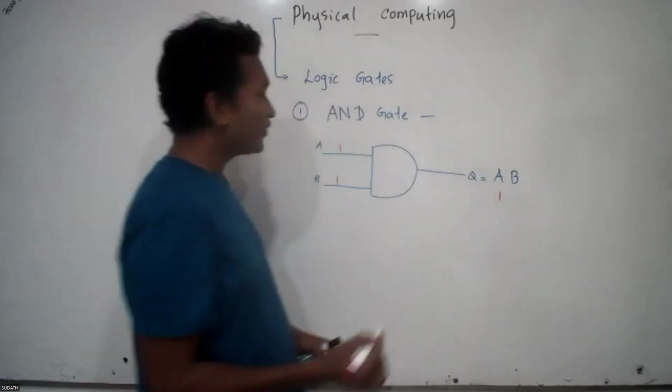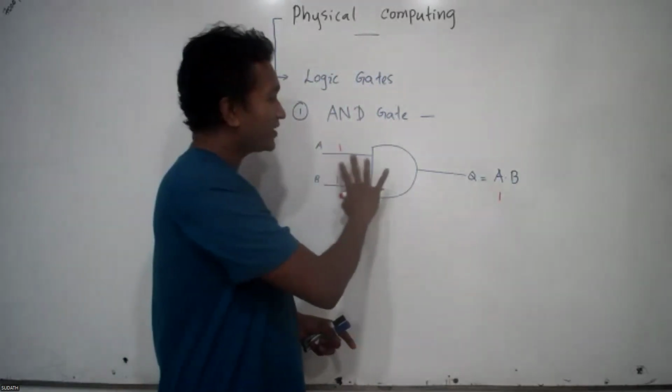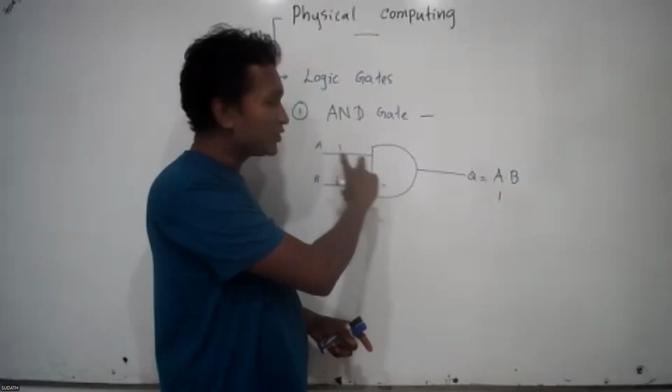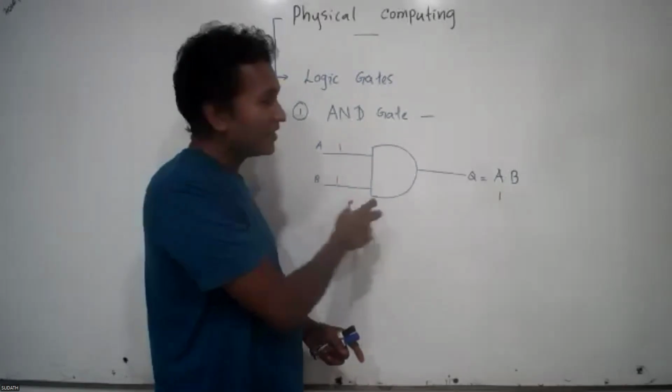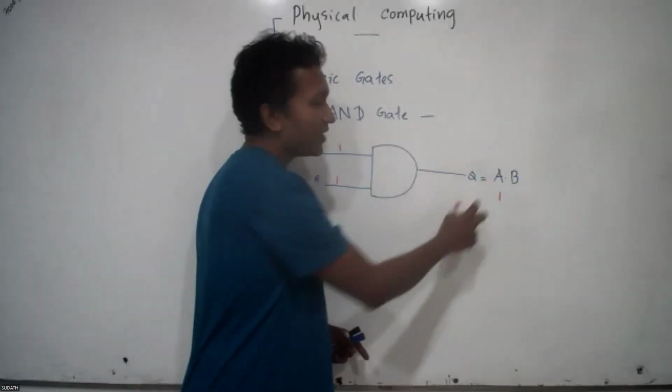So therefore, you know that when signals come through the AND gate, both signals should be 1 for the output to be 1.